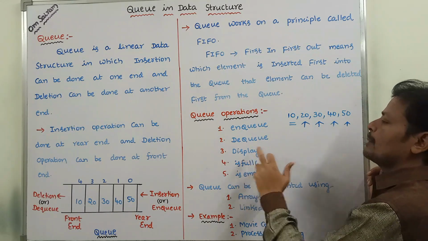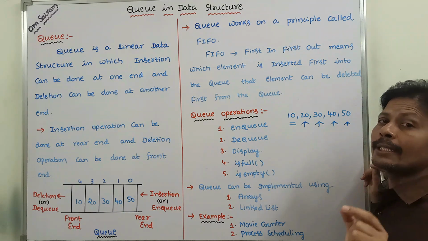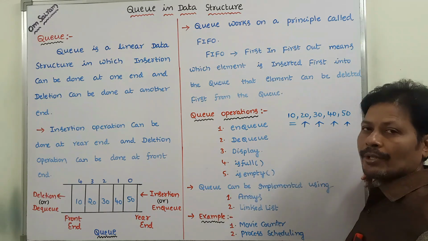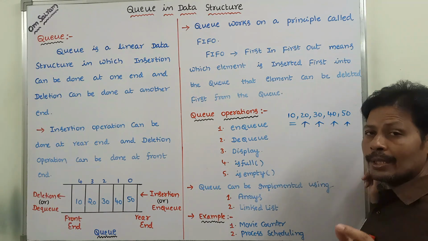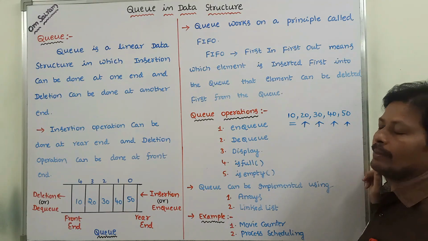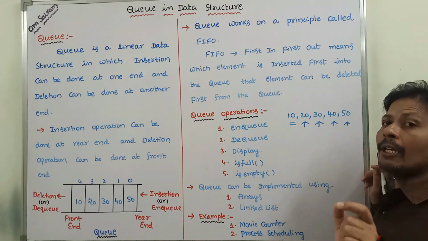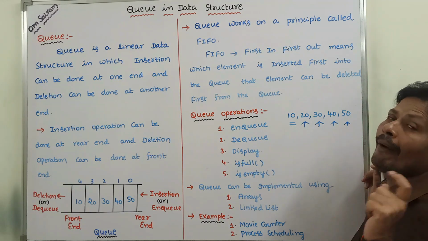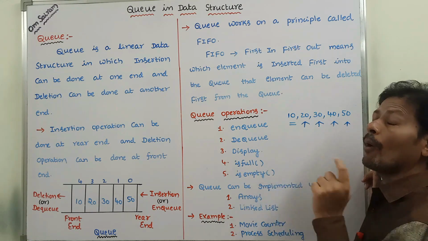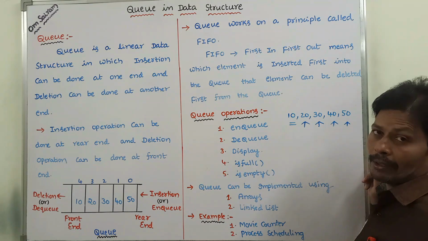Next, display operation is used for displaying all the elements in the queue. Next, is full operation. Is full operation is used for checking whether the queue is full or not. Is empty operation is used for checking whether the queue is empty or not.